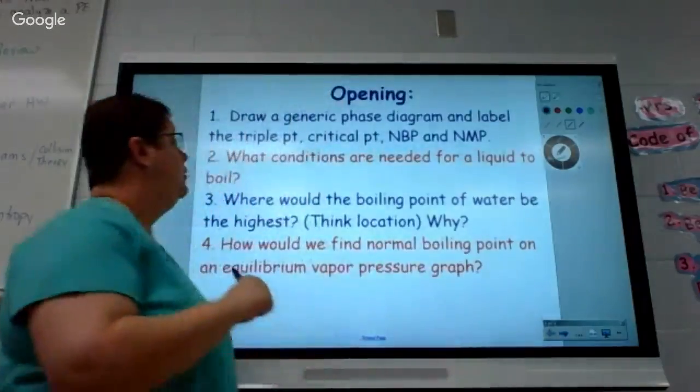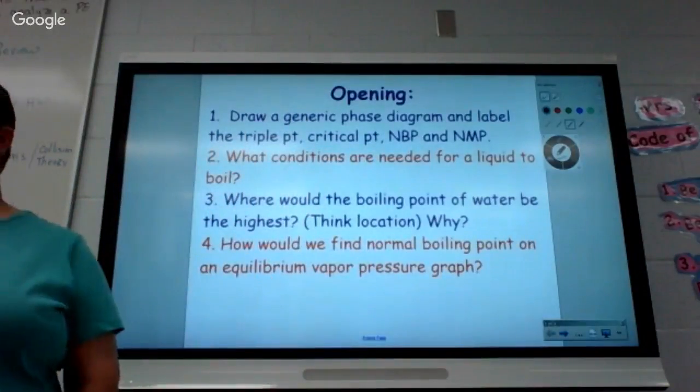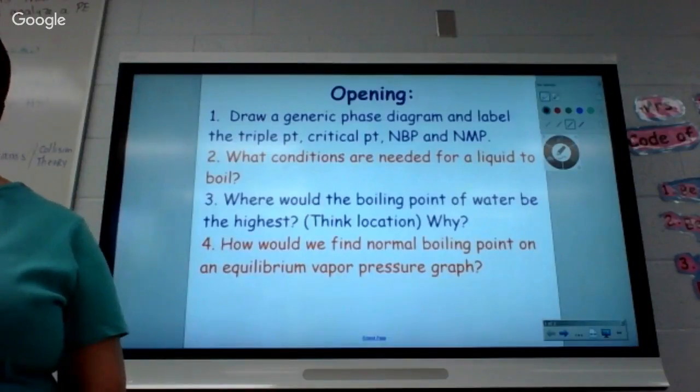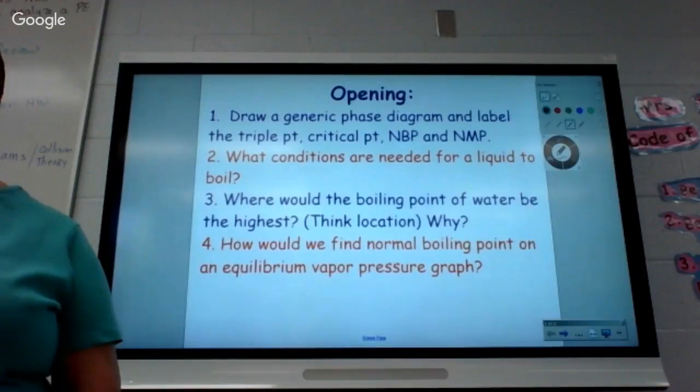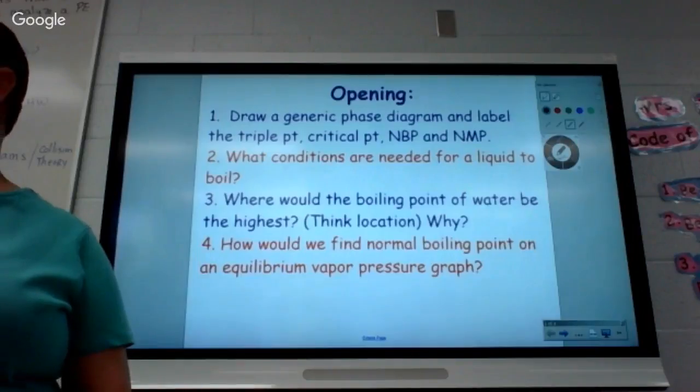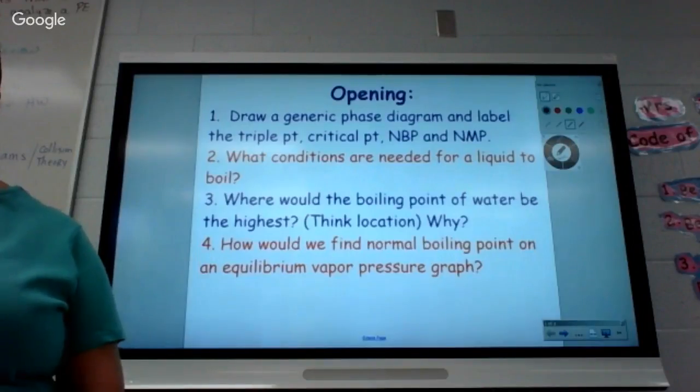All right, question 2. What conditions are needed for a liquid to boil? Something about atmospheric pressure. What conditions are needed for a liquid to boil? Heat. Sarah Ellie did say it yesterday. No, it's the equilibrium. No, she said pressure. Vapor pressure. What about equilibrium vapor pressure? Yeah, we did talk about it yesterday. At least y'all remember that part.